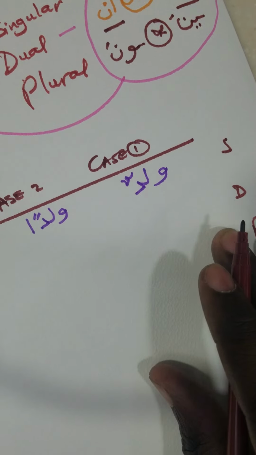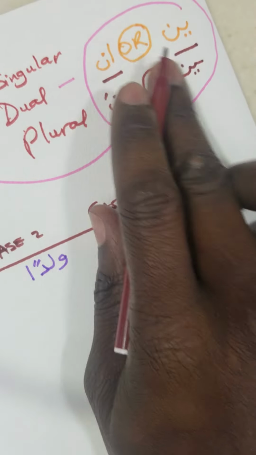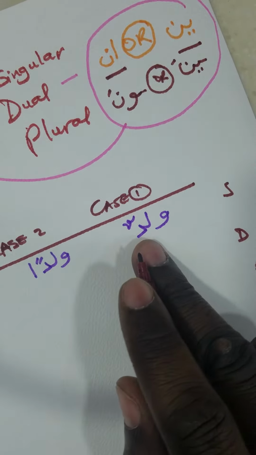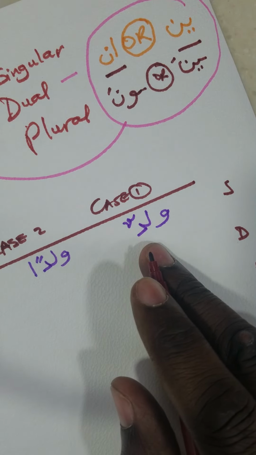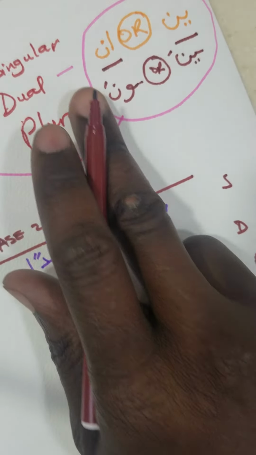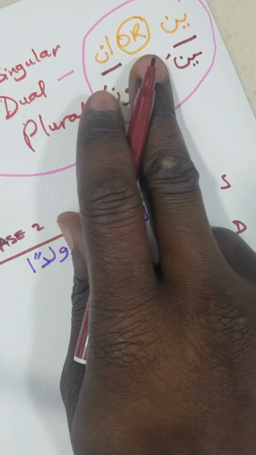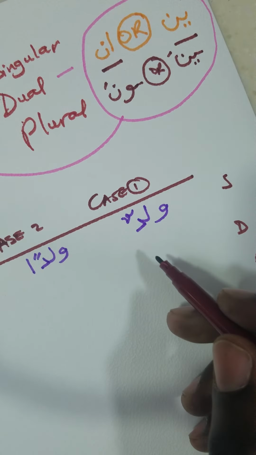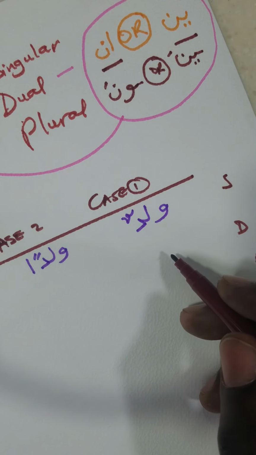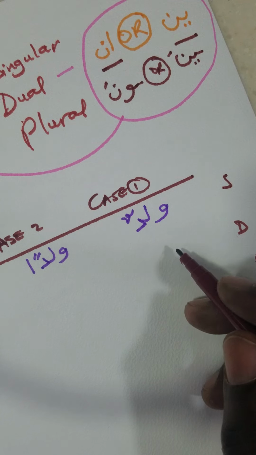Now, for the plural. And here is when you are going to see this all. We shall get this word waladun, and we add to it what makes it duo. So the first case of duo is going to be waladan.